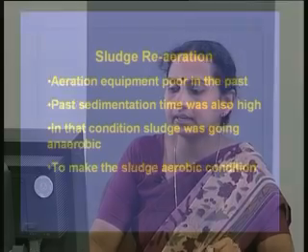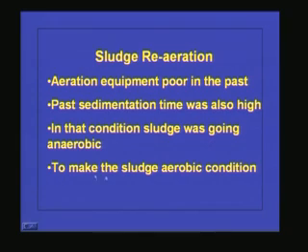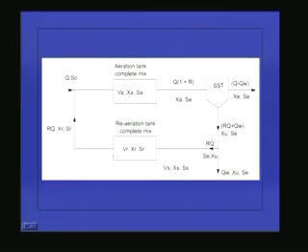In that condition the sludge was going anaerobic. So to keep the sludge aerobic, the reaeration tank was provided. The system looks something like contact stabilization, but the process was entirely different. Here all the biodegradation is taking place in the aeration tank, and this reaeration is just to make the system aerobic. That was the only purpose of reaeration. Here no biomass increase or degradation of organic matter was taking place. In the aeration tank all the treatment is taking place, but in the contact stabilization process it is entirely different.